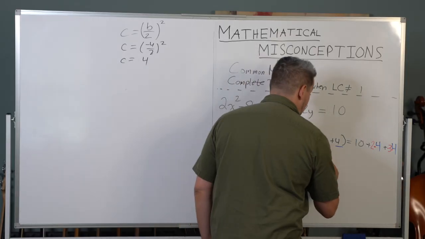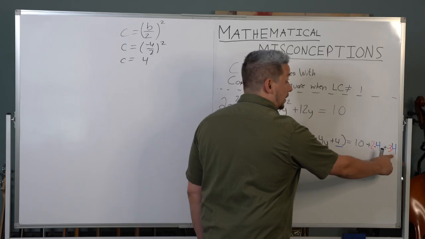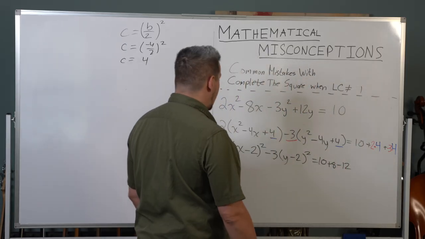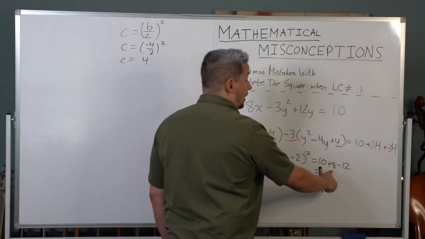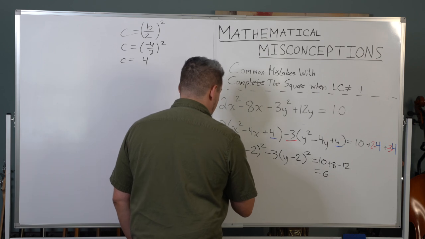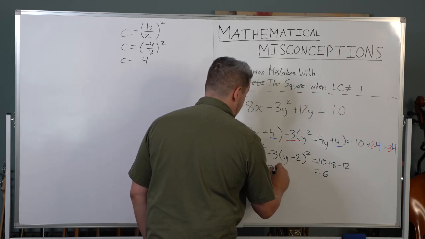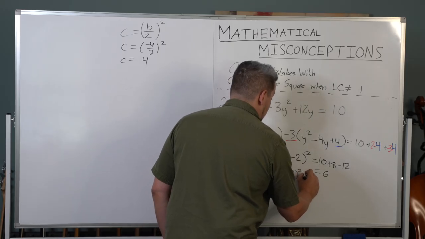So we have 10 plus 8, and then this is going to be negative 3 plus 4, so it's going to be minus 12. Now in the next step, let's just go ahead and simplify that number. So 10 plus 8 is 18, minus 12 is 6. So we have 2 times (x minus 2) squared minus 3 times (y minus 2) squared is equal to 6.